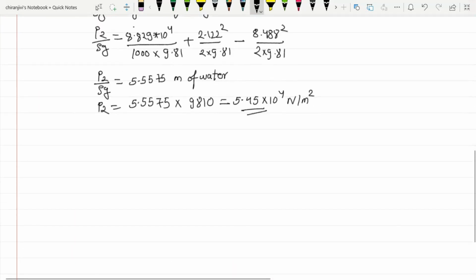Now we have to find the force exerted by the flowing fluid to the pipe bend. So we have to use momentum equation.